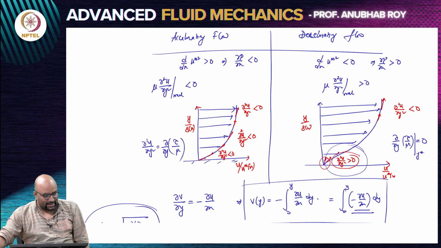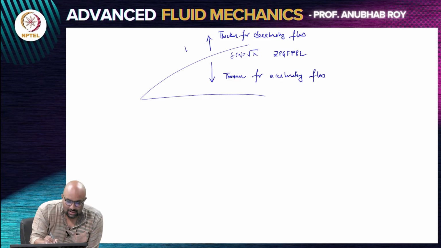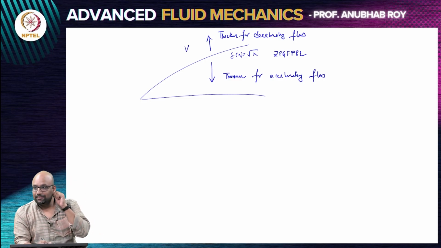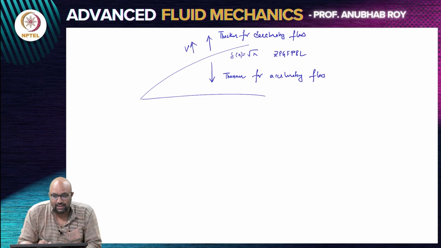And the second idea that we saw here is that when you have a decelerating flow, the boundary layer thickens because there is an increase in the vertical velocity. The vertical velocity becomes much larger than it would be for the accelerating scenario.